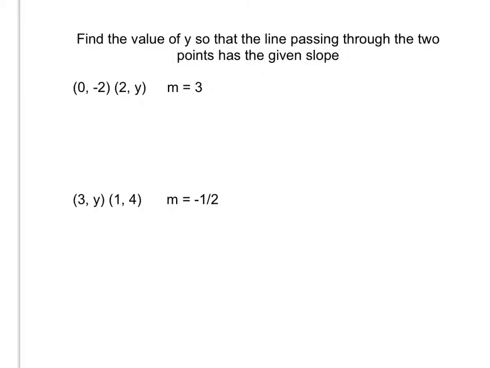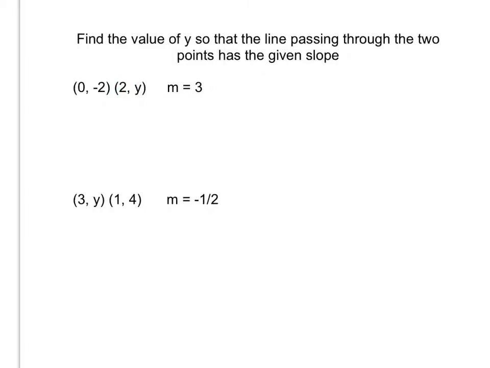Okay, this says to find the value of y so that the line passing through the 2 points has the given slope. So we're trying to figure out what point this needs to be to make our line have a slope of 3. Well, we know the x value of this, we just have to find the y value.